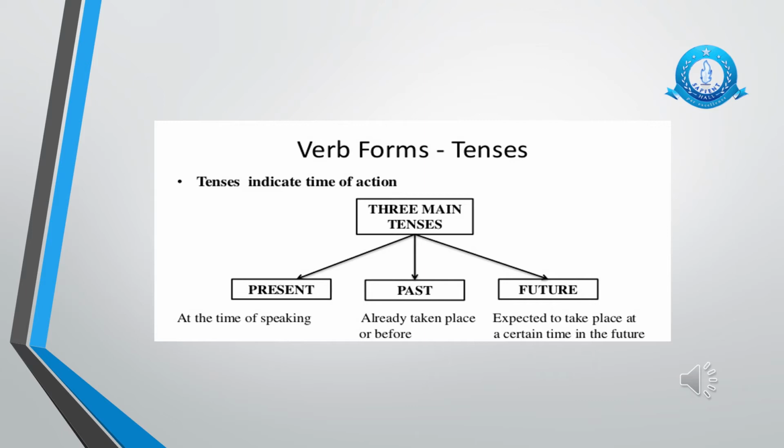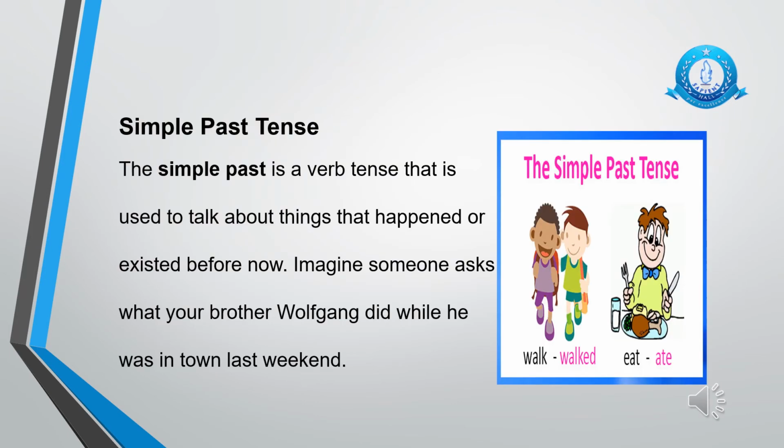We have three frames of time. Similarly, we have three basic tenses, that is past tense, present tense or future tense. Present at the time of speaking, past already taken place or before, future expected to take place at a certain time in the future. Let's briefly discuss these simple tenses.